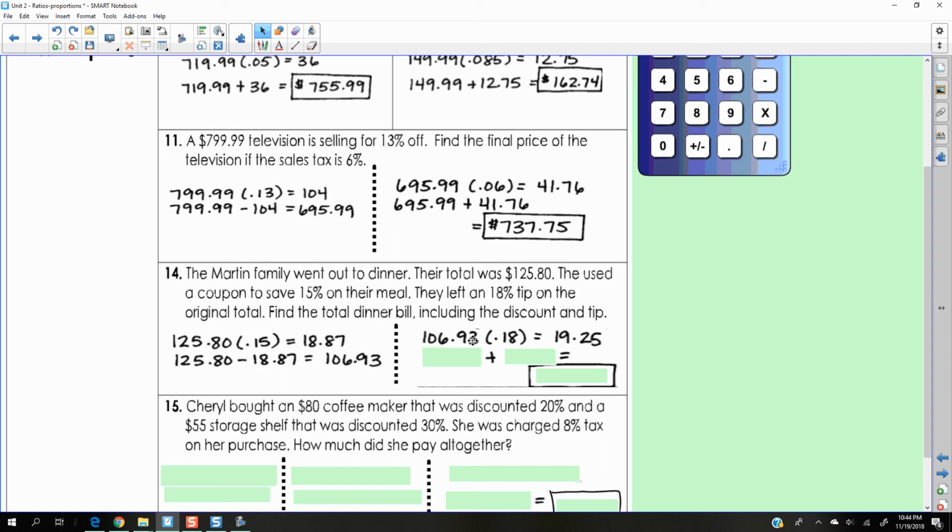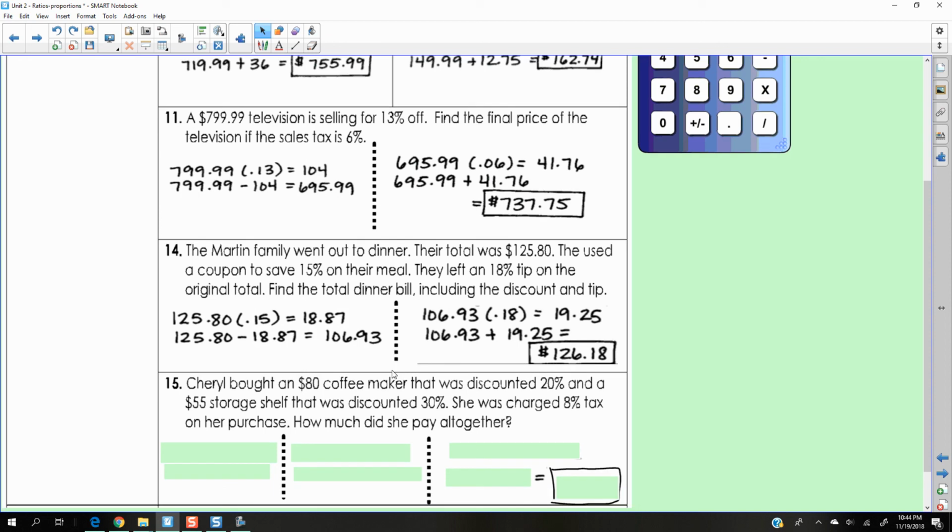So we're taking the 106.93 times 0.18 and get that, and we add that to that, and we finally get, they're paying $126.18. So look at that. Even though their total price is $125.80, they still ended up paying a little bit more because the tip they left was larger than the discount that they got. So really, all in the end, came out pretty much to be the same.